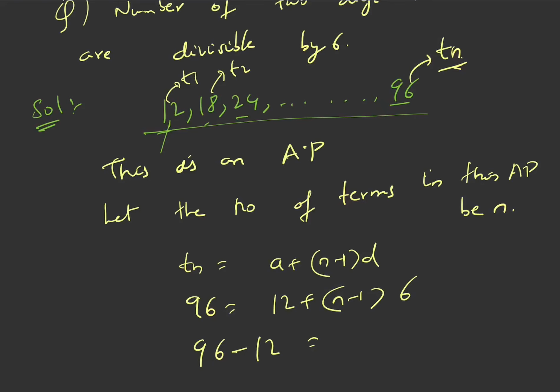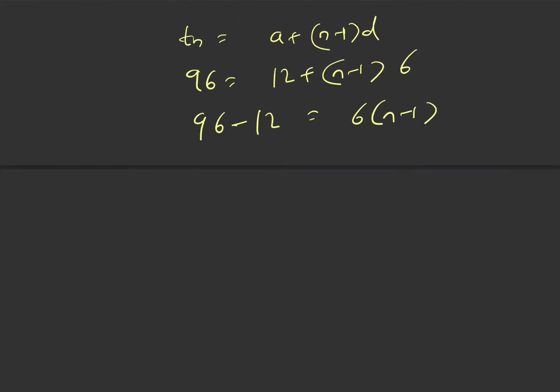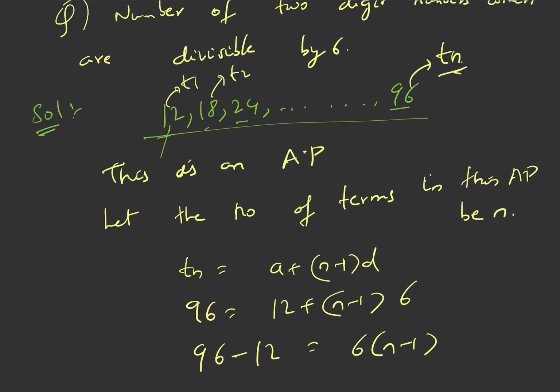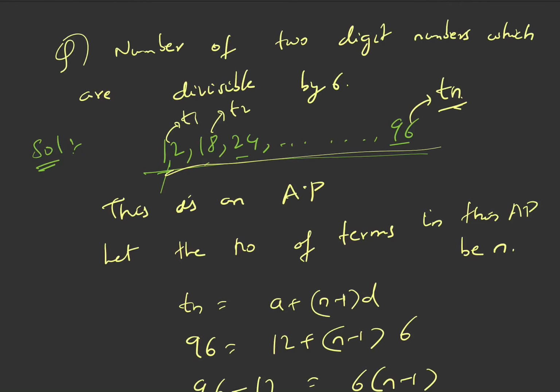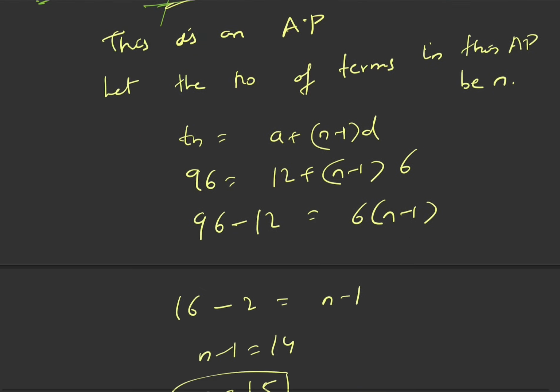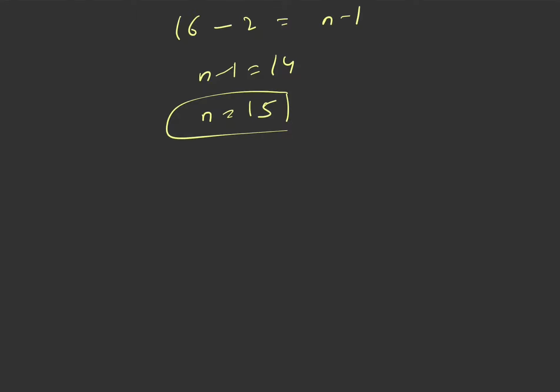So 96 minus 12 is equal to 6 into n minus 1. If you divide by 6, you will get 16 minus 2 is equal to n minus 1. So n minus 1 is 14, so n is 15. So the number of terms in this AP is 15. So the number of 2-digit numbers which are divisible by 6 is 15. Fine. I hope this is clear. In the next session we will discuss how to find the number of factors of a number, how to find the sum of factors of a number and those things.